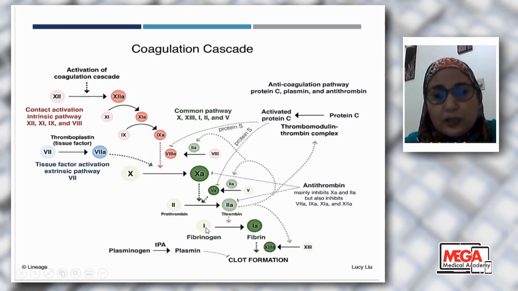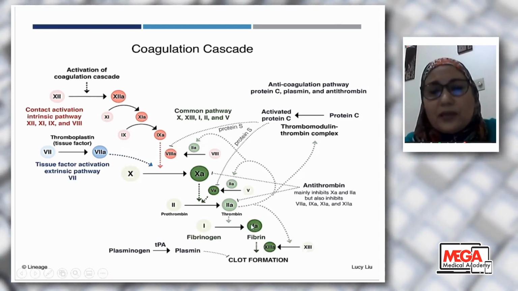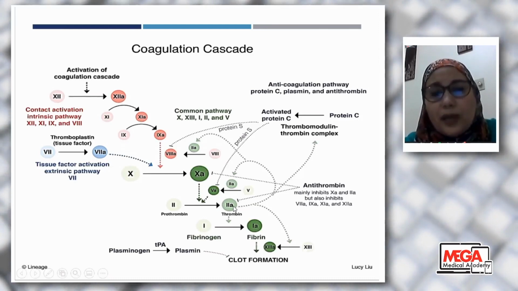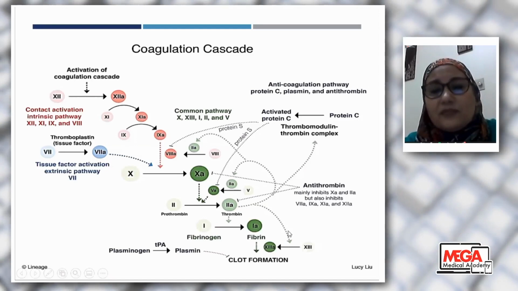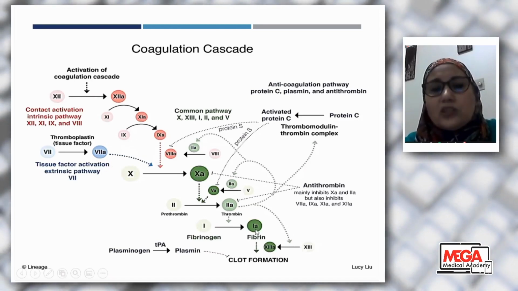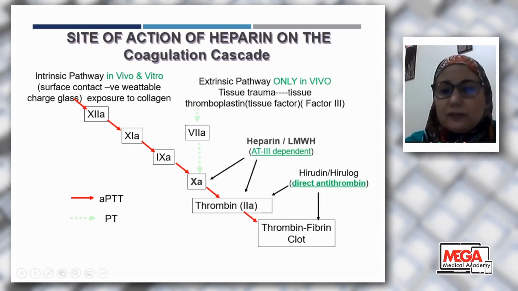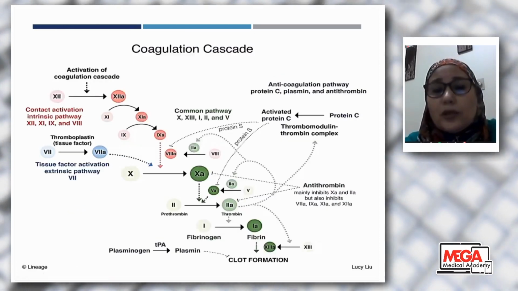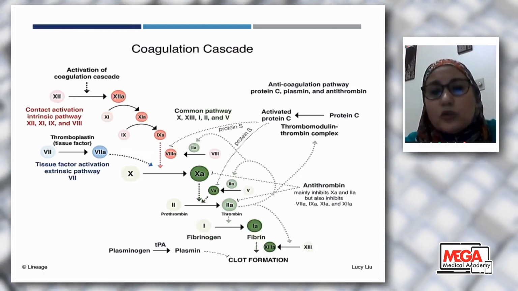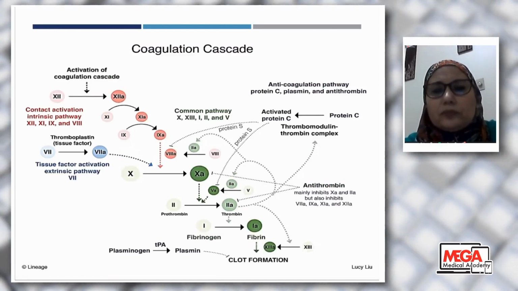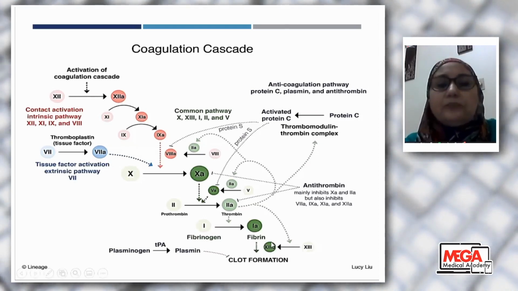Thrombin activates fibrinogen, which is factor 1, into fibrin monomer. Then thrombin, activated factor 2, activates factor 13, which changes the fibrin monomer into polymer by the action of factor 13.